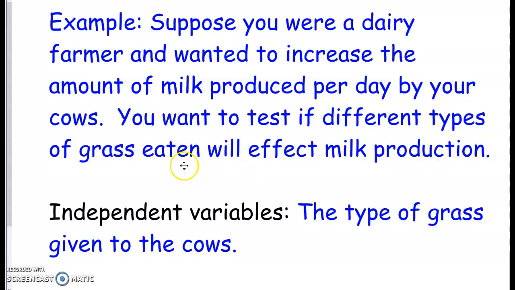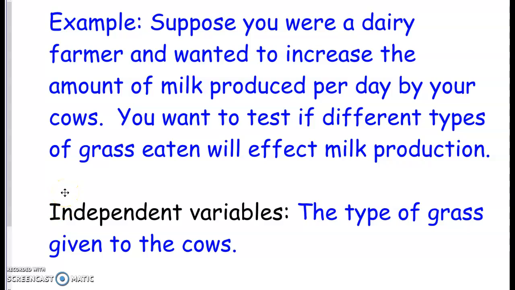So what we're going to change is the cows are eating one type of grass, and then we're going to change the type of grass. And we're going to see how does it impact the amount of milk that they are producing. So the independent variable in this situation is the type of grass that we're giving cows. Remember, independent variables are what you are changing. So the type of grass given to the cows is our independent variable.